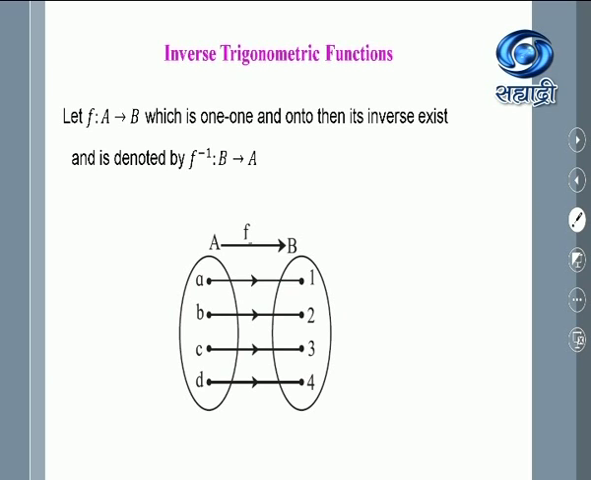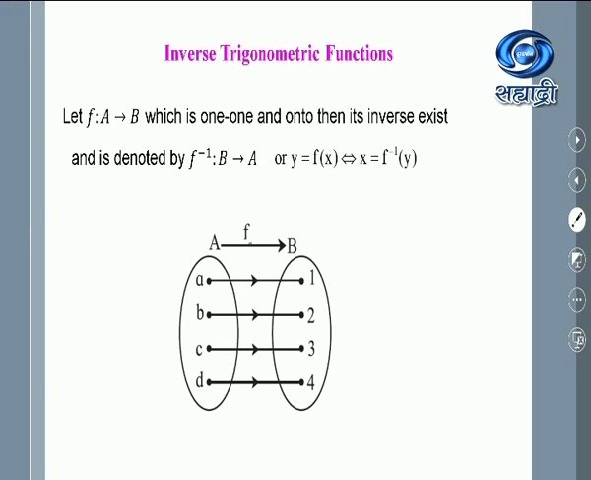Make it a point that in the inverse function, the domain of the function, A, becomes the range of f inverse, and the range of the function f, that is B, becomes the domain of f inverse. So this is the notation for the inverse function, or you may write: if y equals f(x), then x equals f inverse(y). Vice versa, if x equals f inverse(y), we can write y equals f(x).